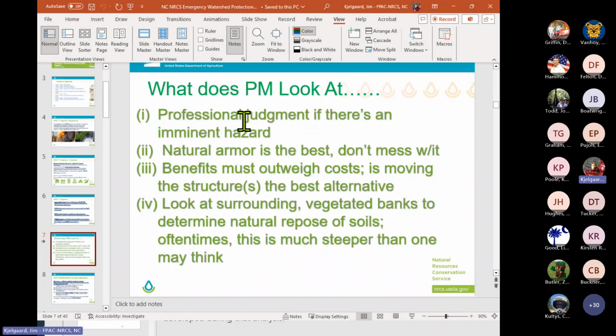What do I look at from a program manager standpoint? When I'm evaluating sites or the damage survey reports, from a professional judgment, is if there's actually an imminent hazard. A lot of times, especially up in these mountain streams, it's a boulder rock complex in the stream. The stream may be eroded out, but what's left behind is really relatively stable. It's going to stay in place for a while. Might not need to be addressed through EWP. And that kind of goes to the next bullet point, natural armoring.